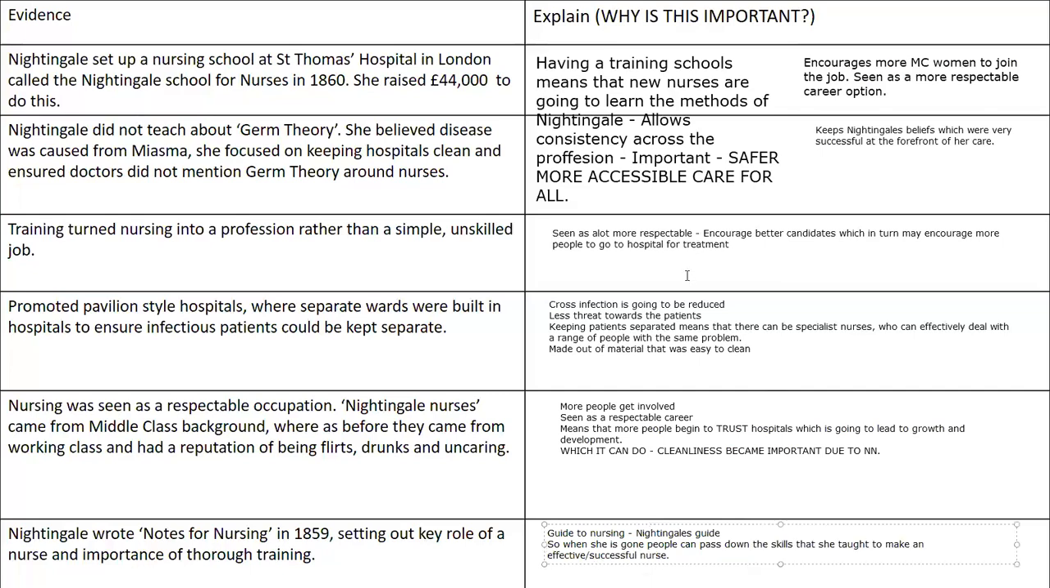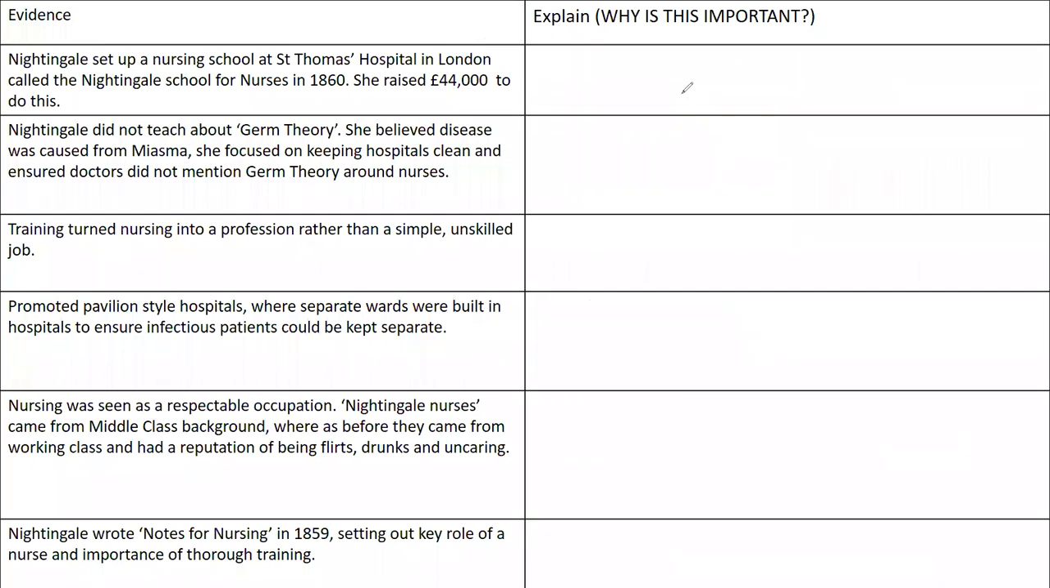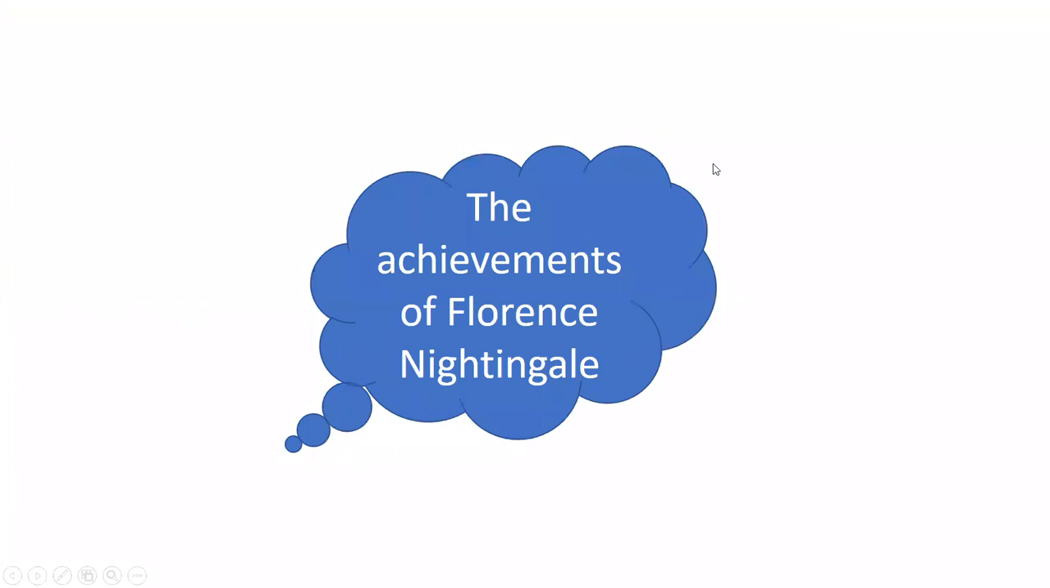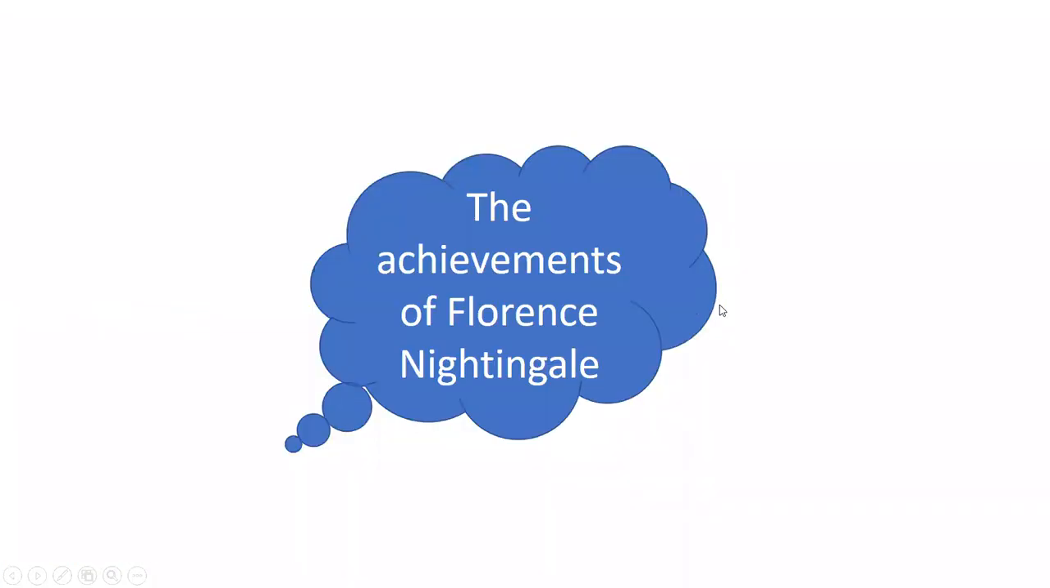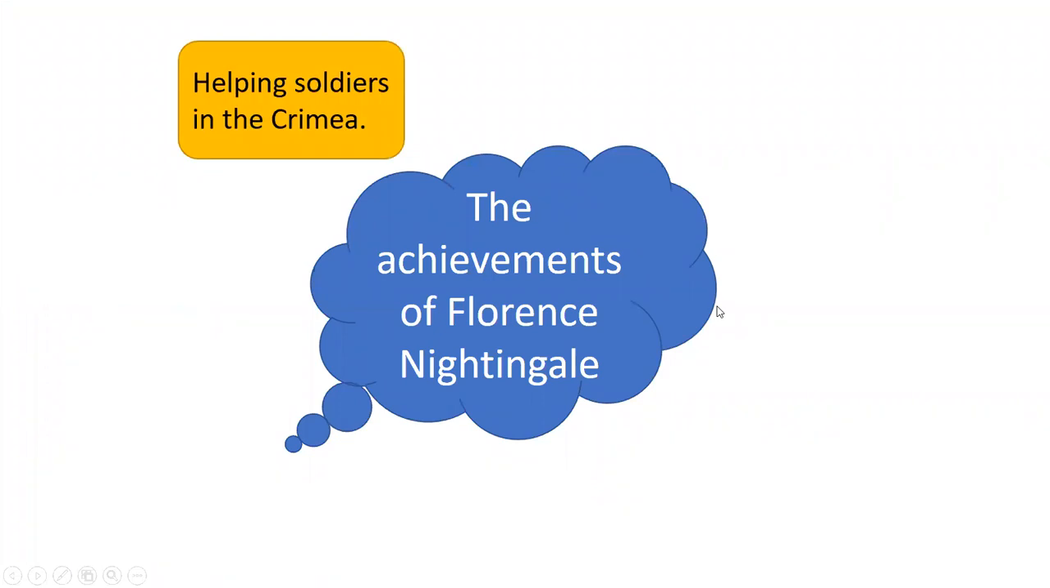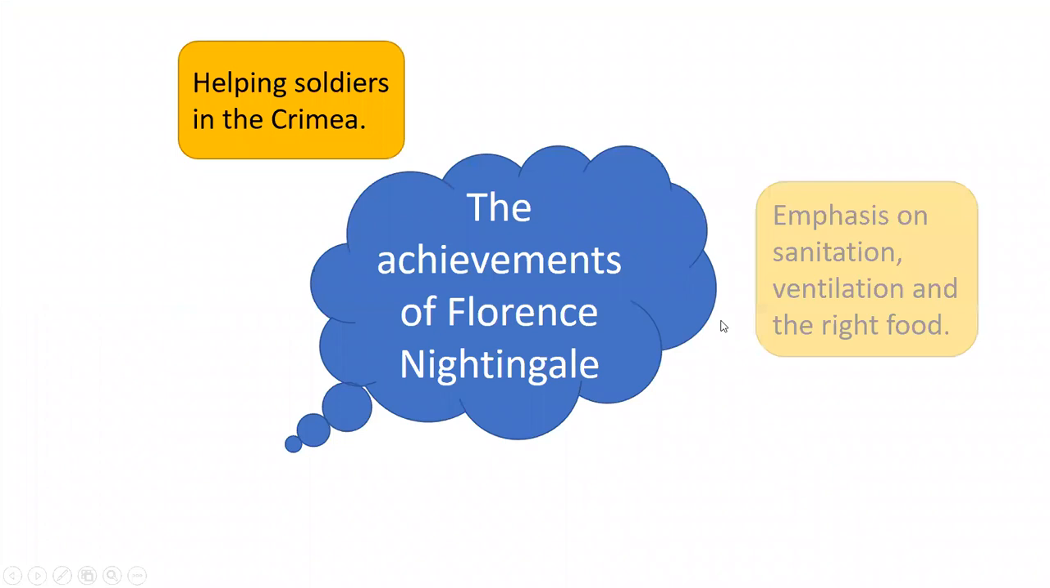So all these ideas are absolutely pivotal in why Nightingale was able to change hospitals, and why Nightingale was able to change nursing. There was an overview. Just going to quickly show this, the achievements of Florence Nightingale. So how could you develop this? This is a good revision activity to go from that evidence and explanation to overall achievements. So helping soldiers in the Crimea, 300 scrubbing brushes, clean bedding, etc.